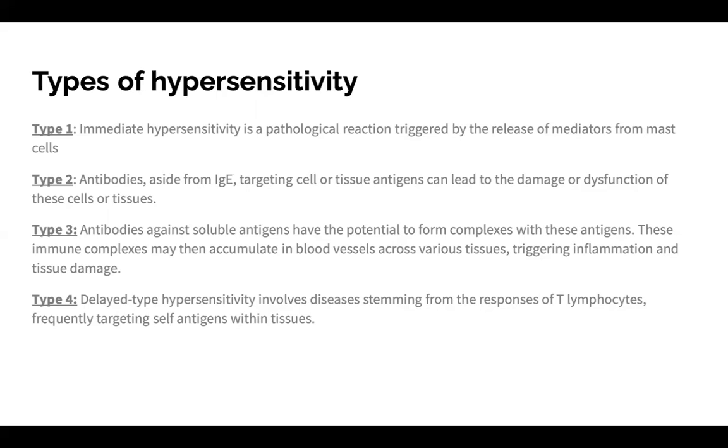Type 2: antibodies targeting cells or tissue antigens can lead to the damage or dysfunction of these cells or tissues. Type 3: antibodies against soluble antigens have the potential to form complexes with these antigens. These immune complexes may then accumulate in blood vessels across various tissues, triggering inflammation and tissue damage. Type 4: delayed type hypersensitivity involves diseases stemming from the responses of T lymphocytes frequently targeting self-antigens within tissues.